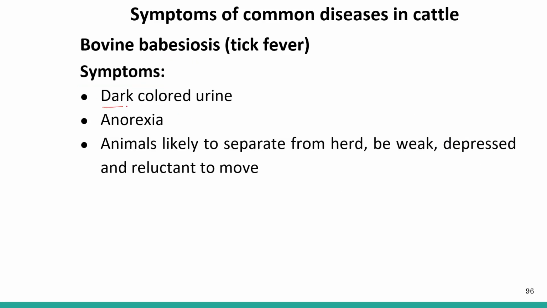They have dark colored urine. The urine discharge is quite dark in color. Anorexia: there is no proper feeding, and that is why they have a weak body. Appetite is lost, and due to that they do not have a proper feeding habit. Animals are likely to separate from the herd. They become very weak, depressed and reluctant to move. They are not able to move even. They don't want to move from one place to another because of weakness.